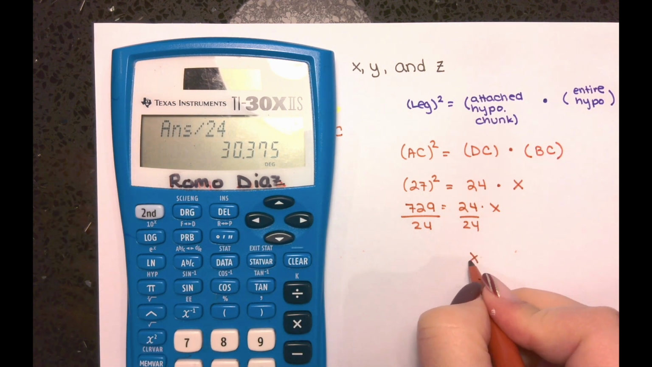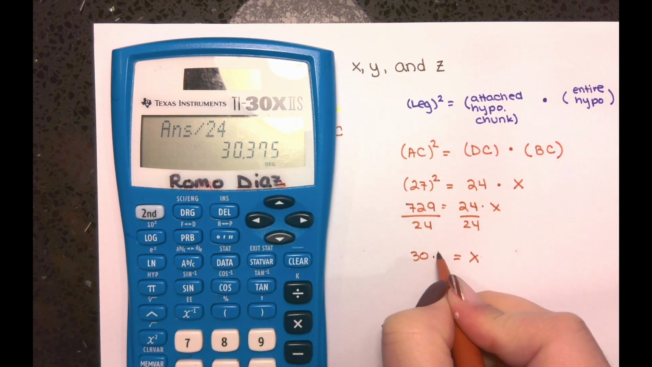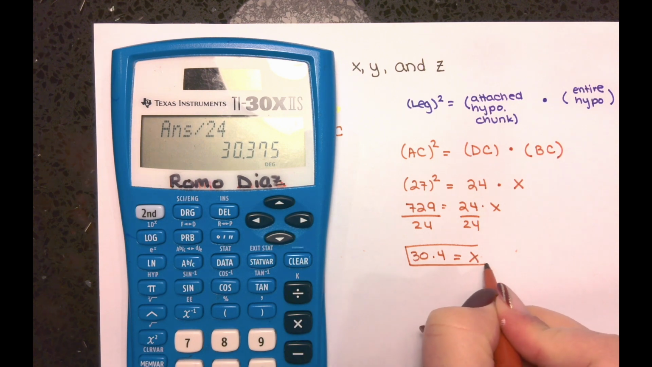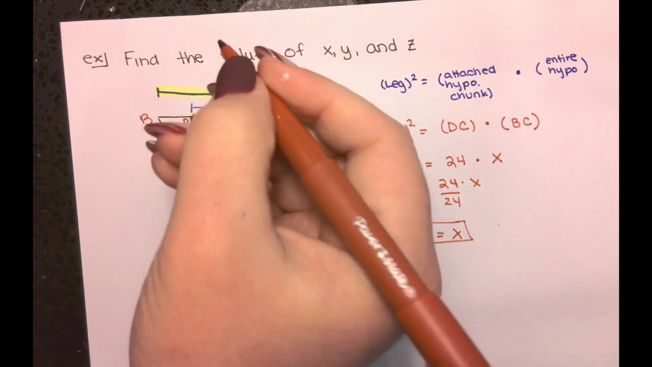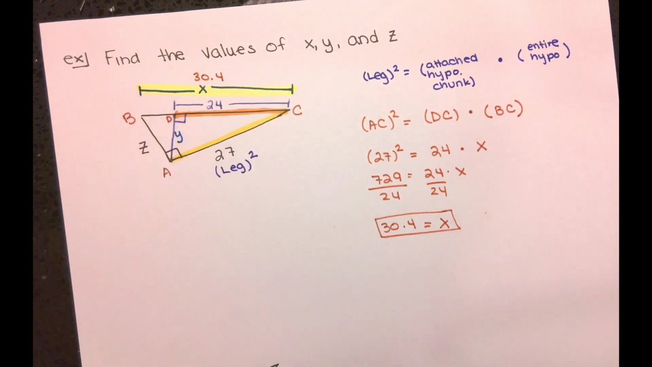And we got x is equal to, once again, a decimal, and on these, it is asking for a decimal. So we have 30.4. So that means this right here is 30.4. Now I have two things to solve for. We do need to solve for an altitude, and then we do also need to solve for z.